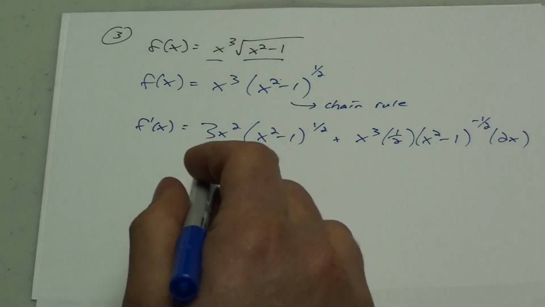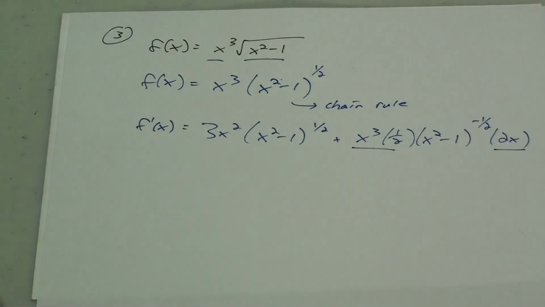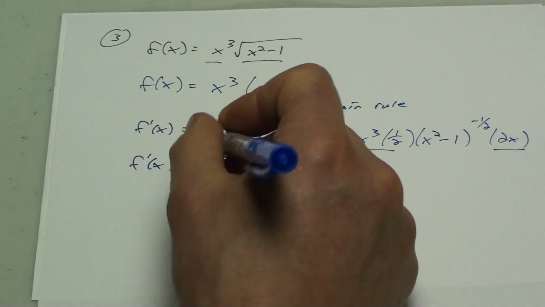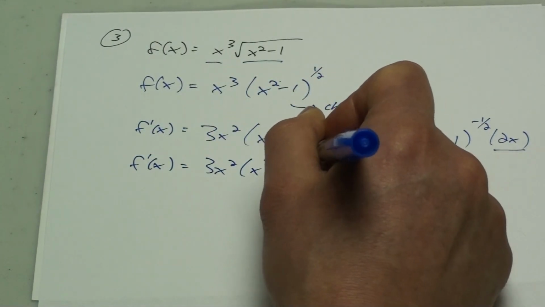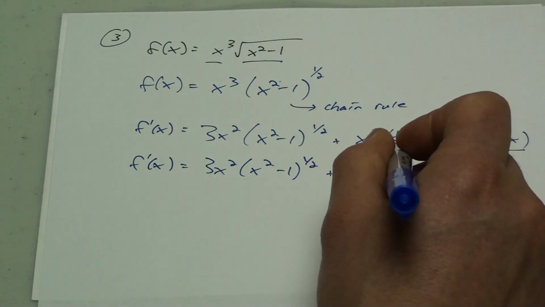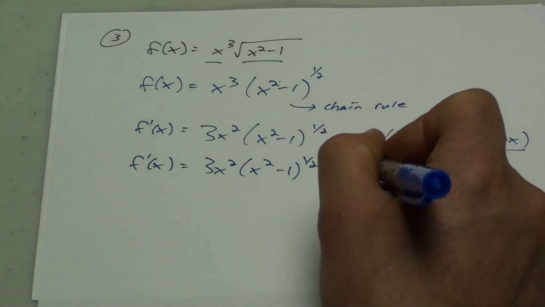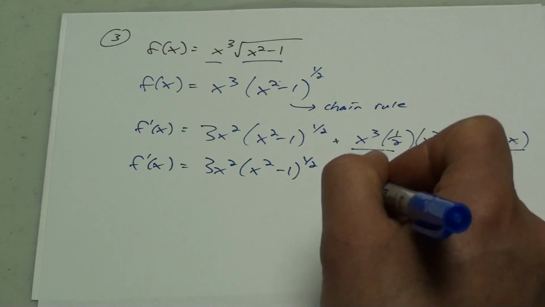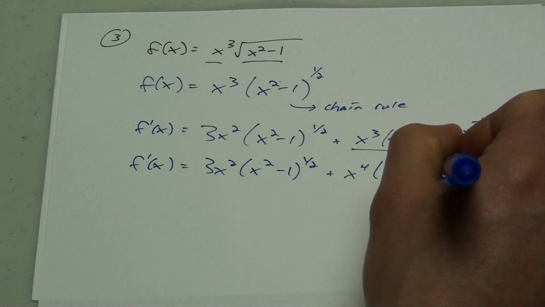I can certainly multiply certain terms together. I can multiply all these together. That will help out. 3x squared, x squared minus 1 to the 1/2. I have x cubed times 1/2, so it'll be 1/2 x cubed times another 2x, which is just going to give me x to the 4. And then I have x squared minus 1 to the negative 1/2.